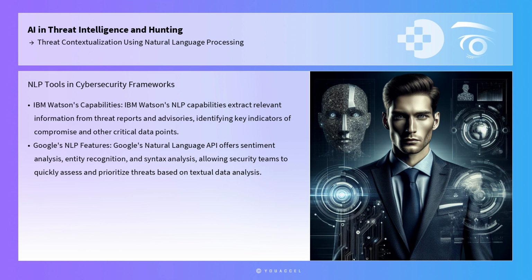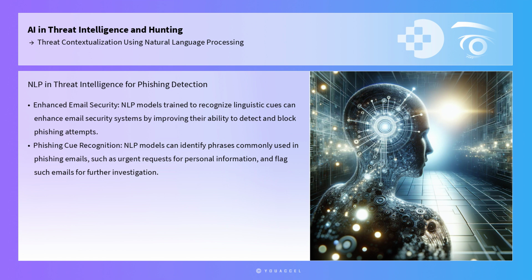Google's Natural Language API, on the other hand, offers sentiment analysis, entity recognition, and syntax analysis, allowing security teams to quickly assess and prioritize threats based on the analysis of textual data. A practical application of NLP in threat intelligence can be seen in the use of NLP for phishing detection. Phishing emails often contain subtle linguistic cues that can be difficult for traditional security systems to detect.